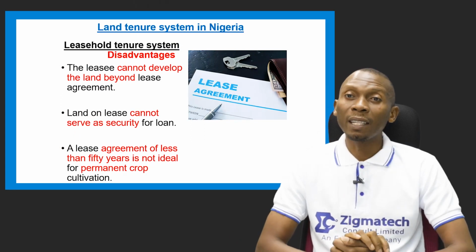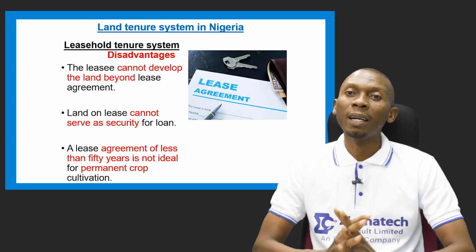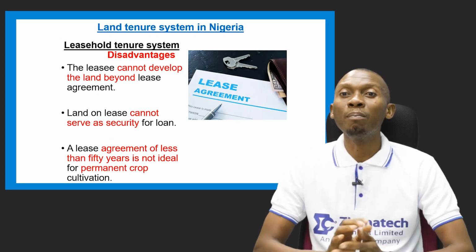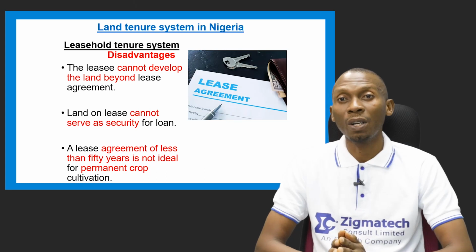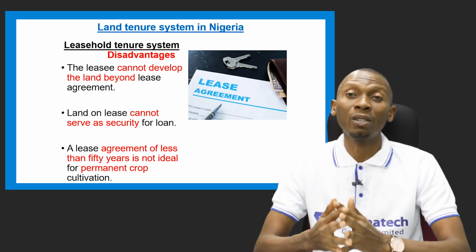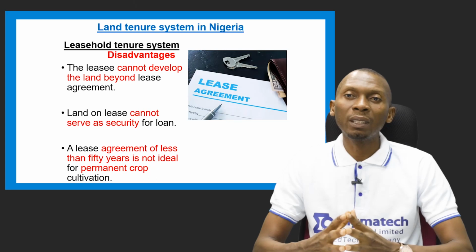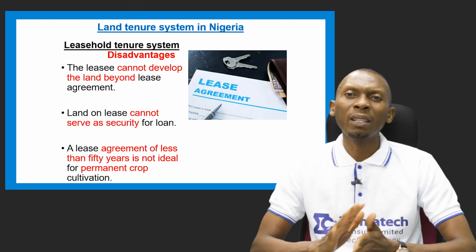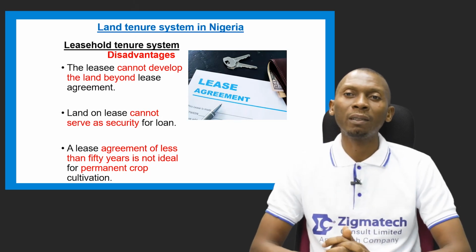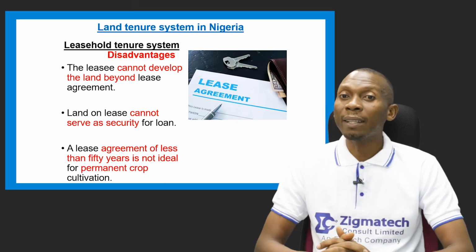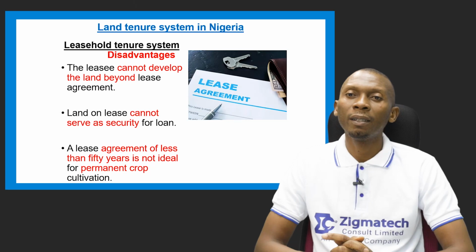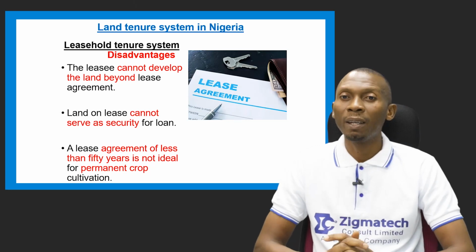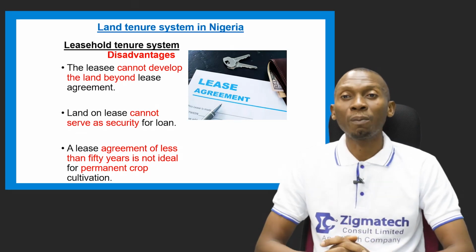But it also has its disadvantage. The lessee cannot develop the land beyond the agreement between the lessee and the lessor, the person who leases out the land. And he can also not use it as a means of obtaining loans from the bank, because the land does not belong to him. He only leased it for a period of time.